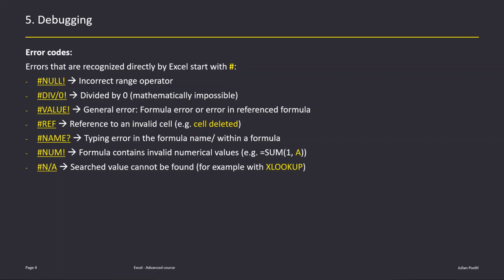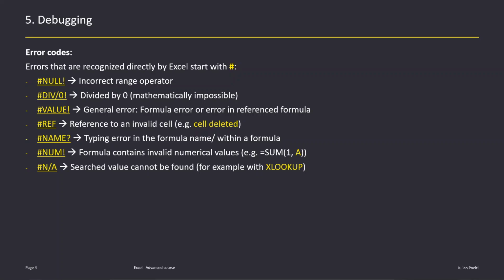For example, #NULL! is an indirect range operator. #DIV/0! is when you divide something by zero, and you know from school that dividing by zero is mathematically impossible. #VALUE! is a general error. You could either have a formula error or an error in a referenced cell and so on. #REF! is when you reference an invalid cell.